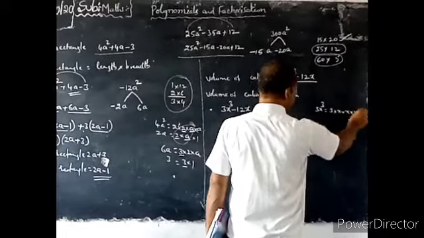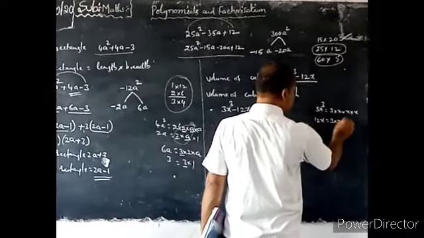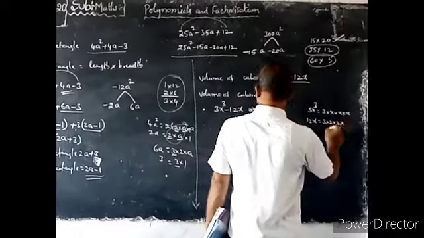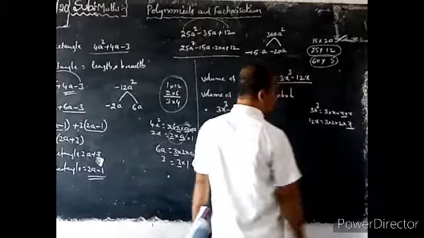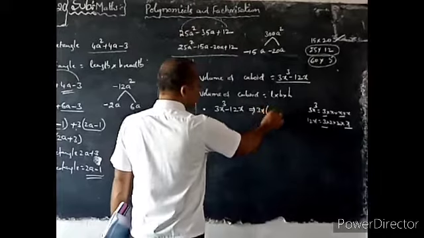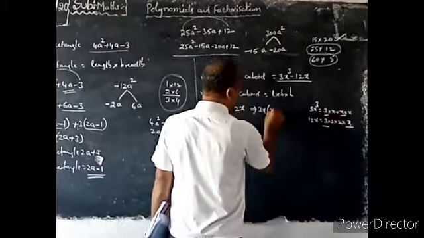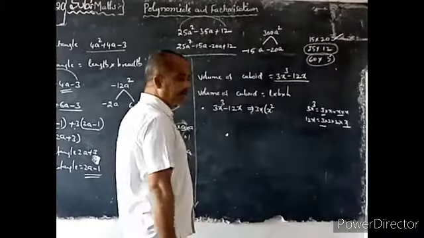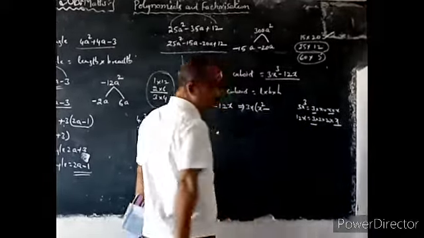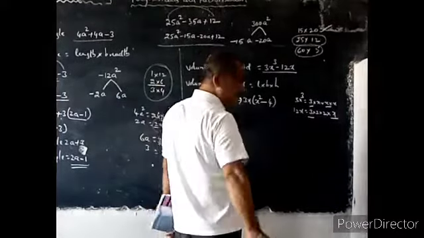Now next, 12x. 12x can be written as 3 into 2 into 2 into x. 1x is common and 3 is common. So 3x is taken out. What remains in the first part? 3x is taken, so x into x square. Minus. In that 12x, we have taken 3x. What remains? 2 into 2, which means 4.